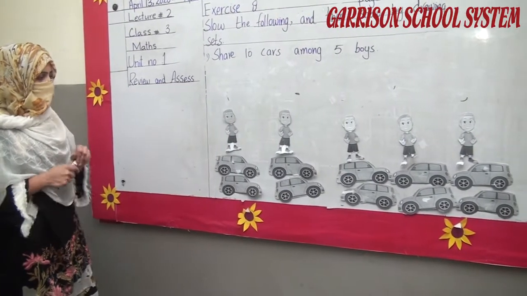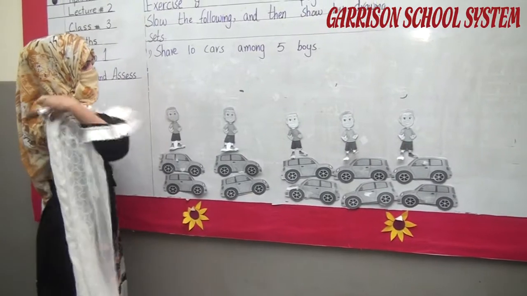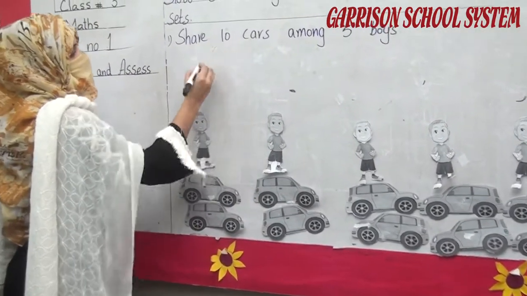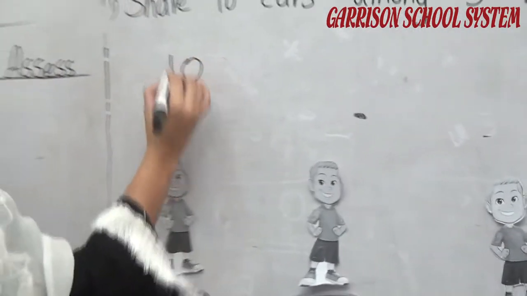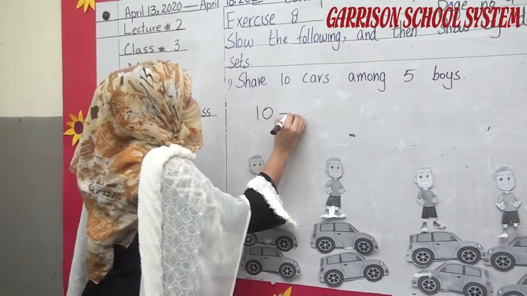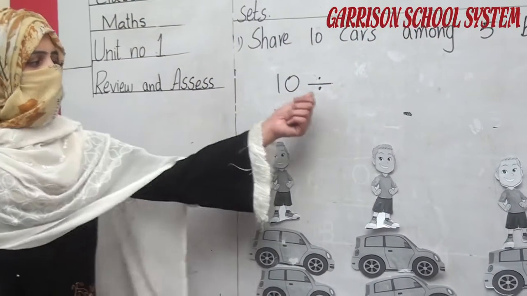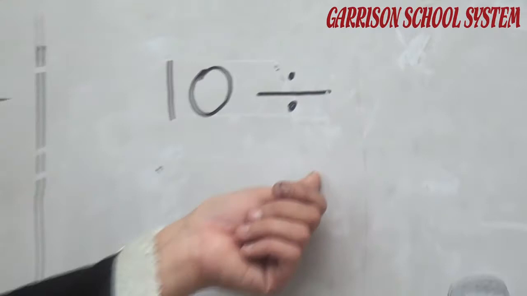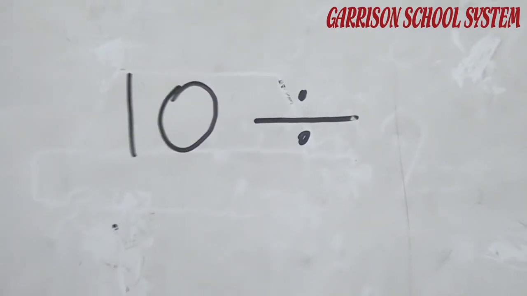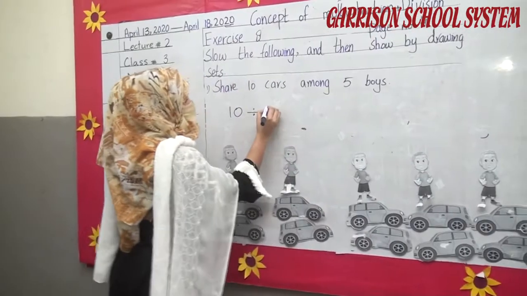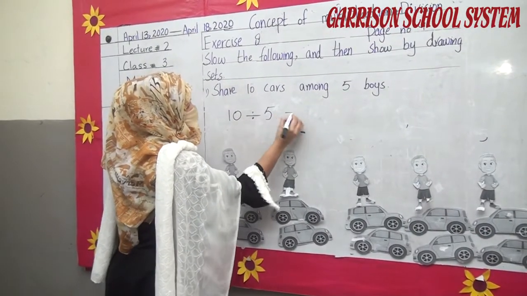Now I will write here the total amount of cards. How many cards are here? 10 cards. And we use this symbol for sharing. This is the symbol, the sign of sharing. And how many boys? 1, 2, 3, 4, I write here 5.